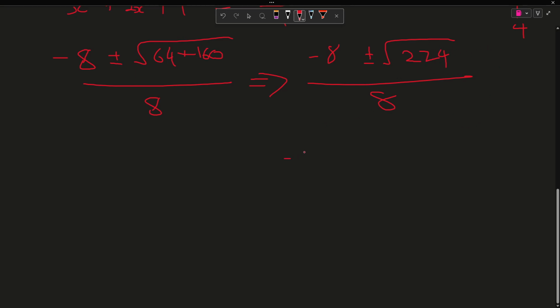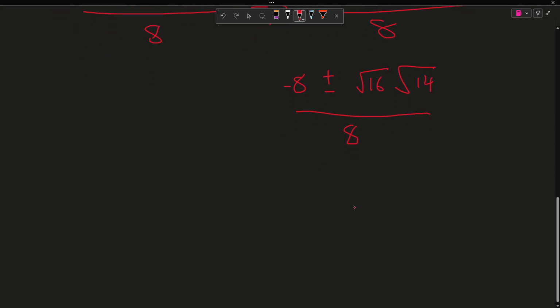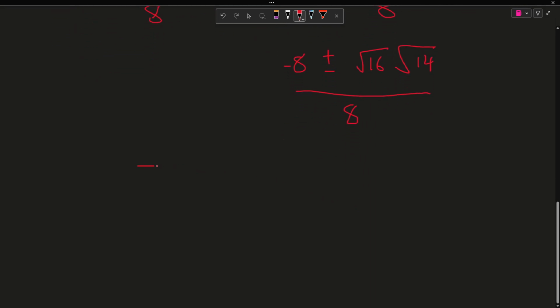So we can rewrite this as minus 8 plus or minus the square root of 16 times 14, over 8. We know the square root of 16 is 4, so we can say minus 8 plus or minus 4 root 14. Now we can divide by 4, so we get minus 2 plus or minus root 14 over 2.